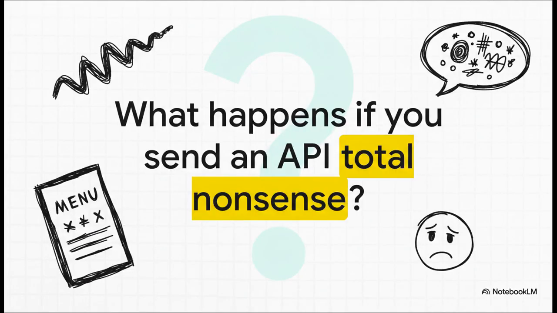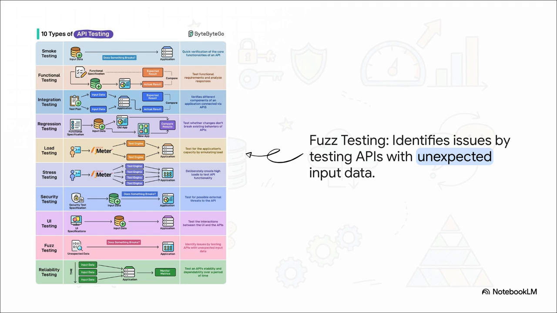Okay, this next one is kind of fun to think about. We've tested for all the things we expect to happen, but what about the things we don't? What happens if you just start shouting nonsense at the waiter or try to order something that doesn't even exist? That's pretty much what fuzz testing is. It's this automated process of just throwing tons and tons of random, malformed, and completely unexpected data at the API. The whole point is to see if we can make it crash or act weird.